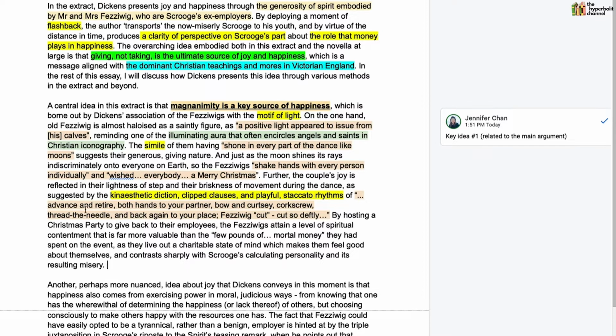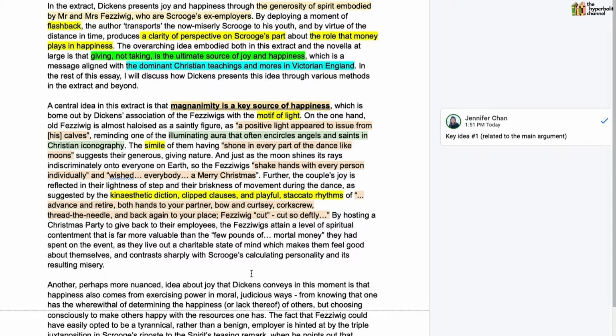The clipped clauses, the very short phrases, playful staccato rhythm, as we can see, the kind of choppiness in the syntax here in this section. All of these methods combined convey a sort of lightness of step and briskness of movement. So this tells us that the Fezziwigs are also light because they are happy.